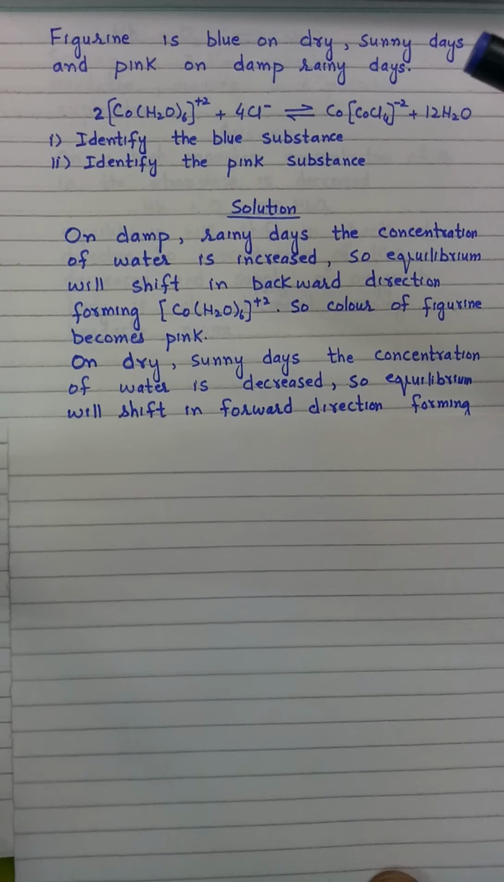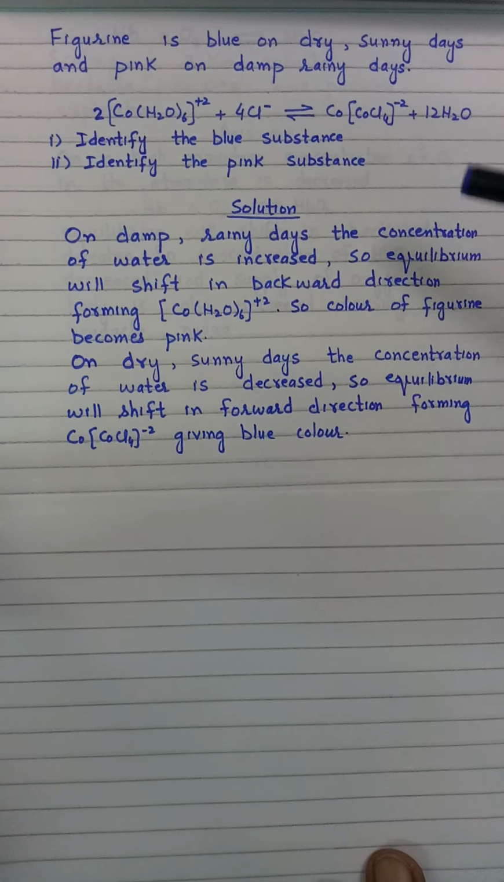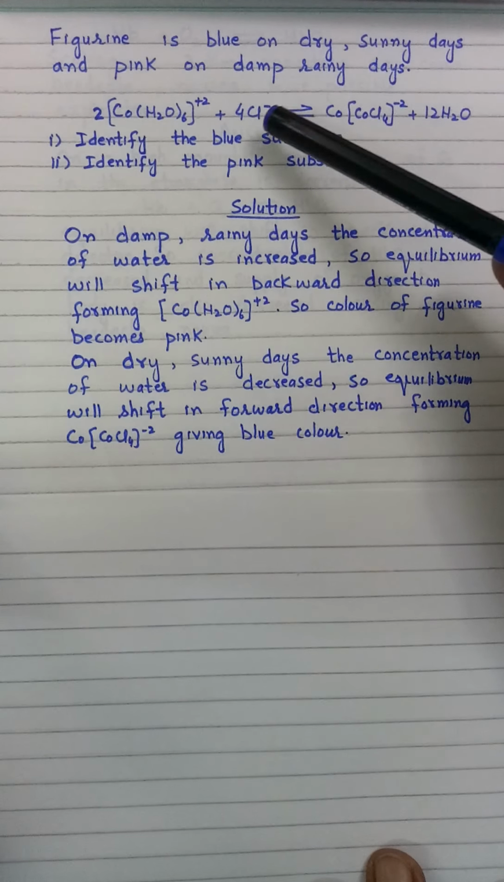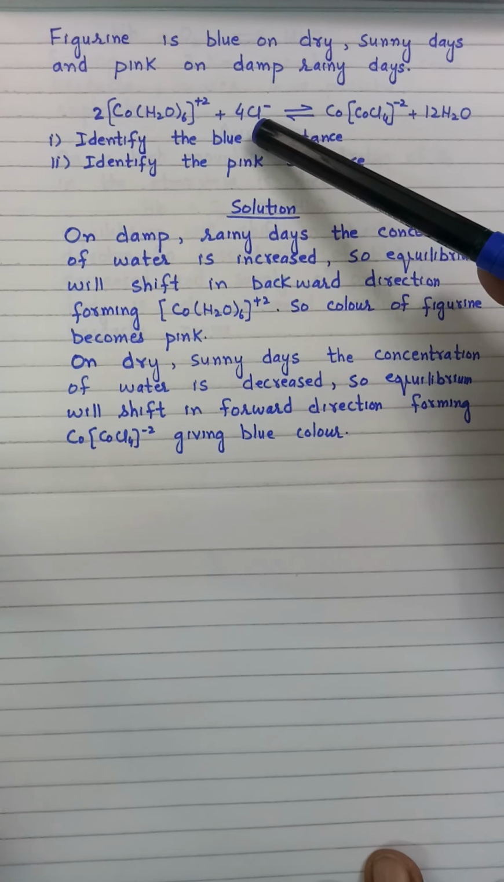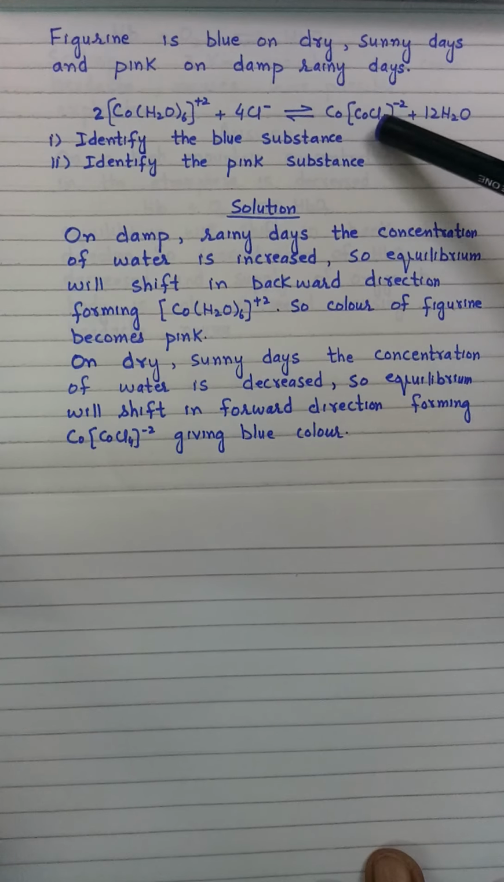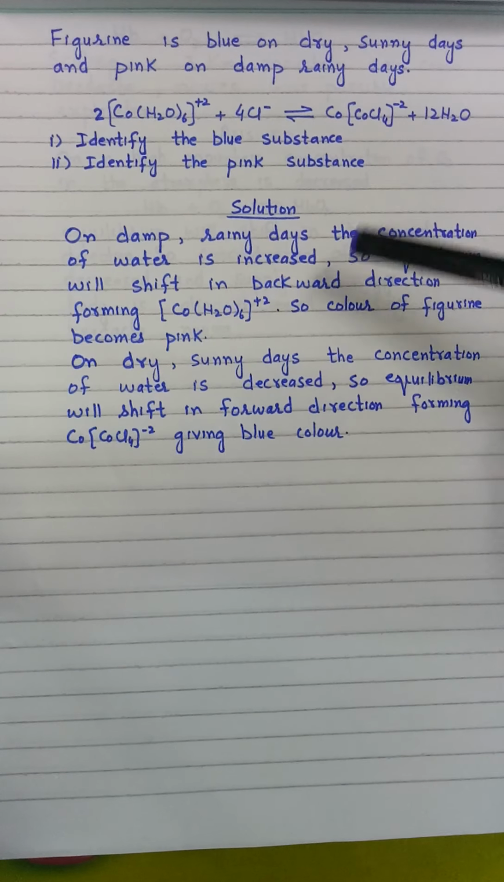Similarly, on dry sunny days, the concentration of water is decreased, so the concentration of products will be lesser and the concentration of reactants will be greater. So equilibrium will shift according to Le Chatelier's principle from higher concentration to lower concentration, giving the reaction in the forward direction, forming this complex of cobalt, which gives the blue color.